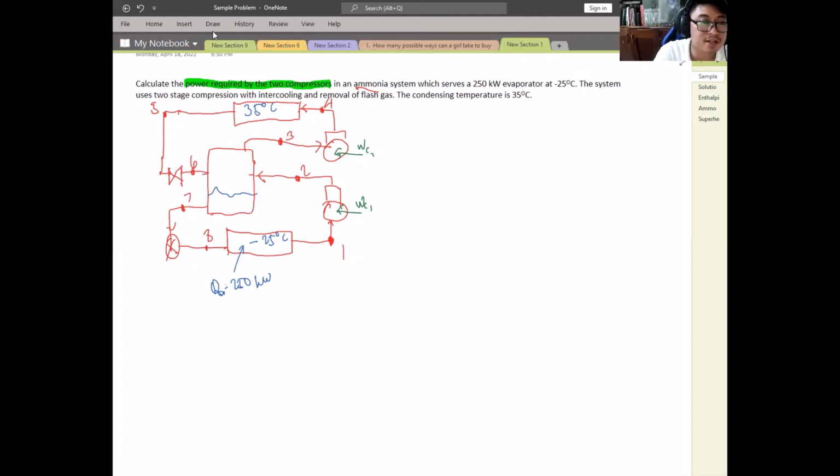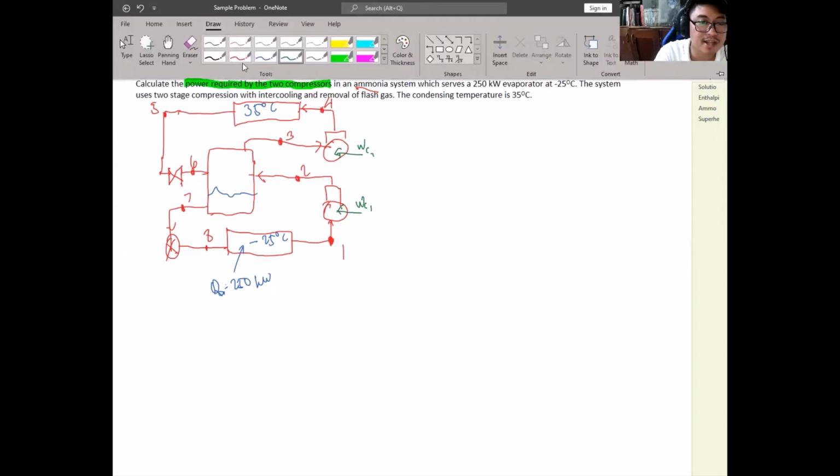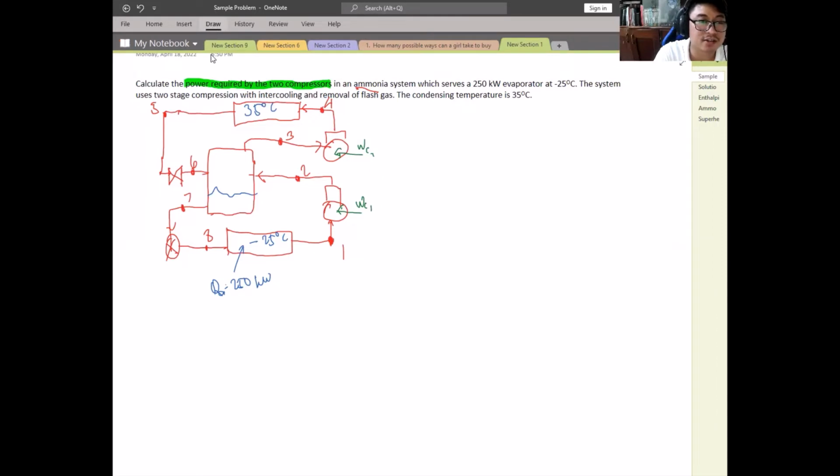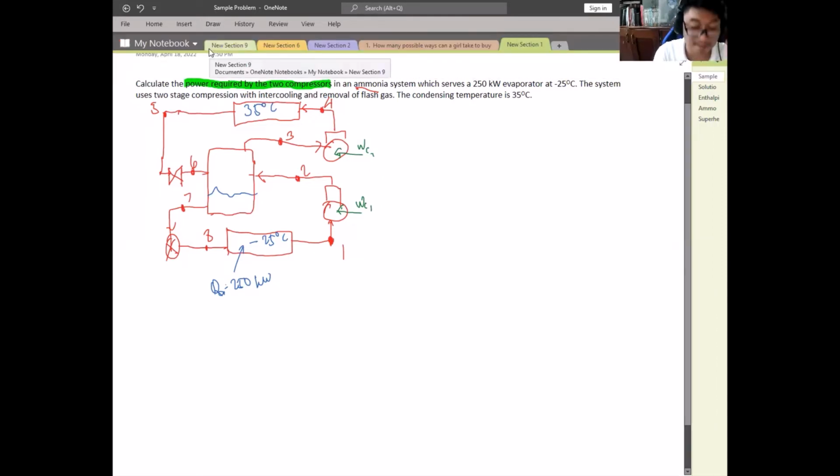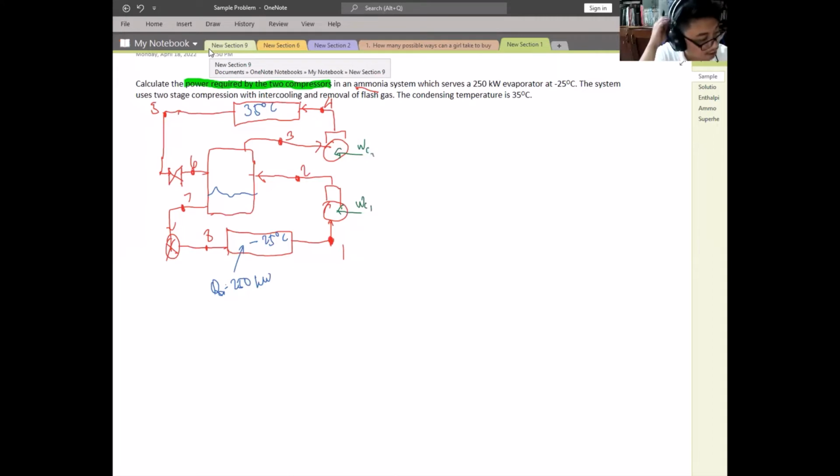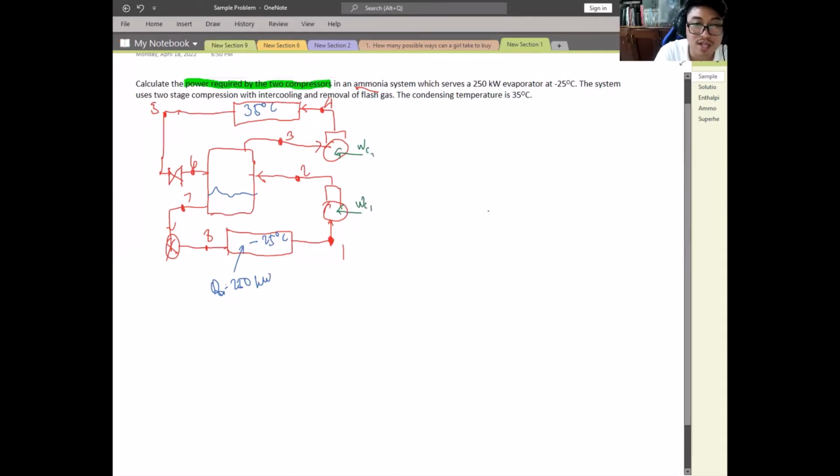The next step is to draw the pH diagram, so we can identify the enthalpies at those points. We already know the steps. The next step is to find the enthalpy of all the points, 8 enthalpies. The pH diagram will help us identify those 8 enthalpies. So let's convert this into a pH diagram.